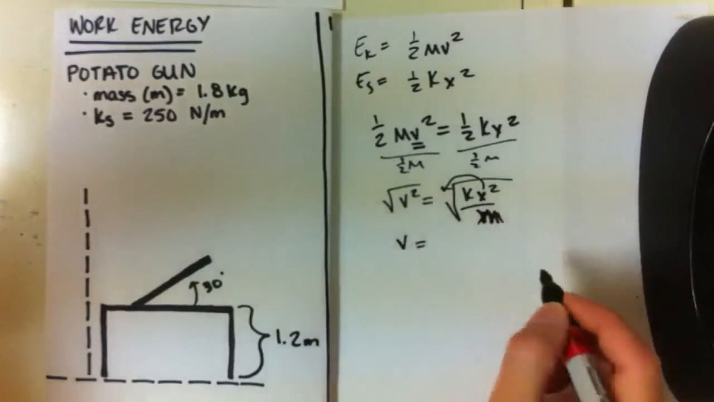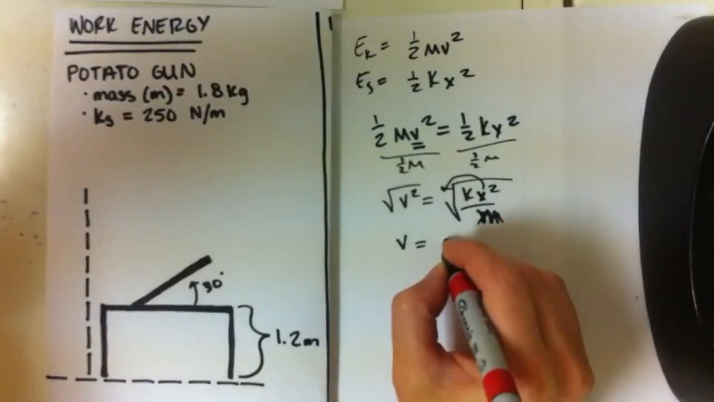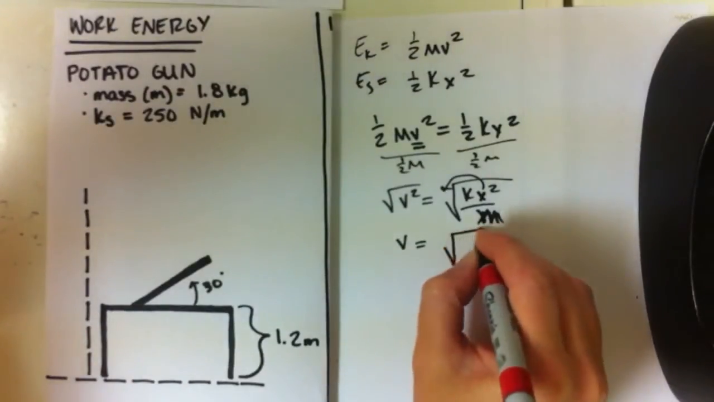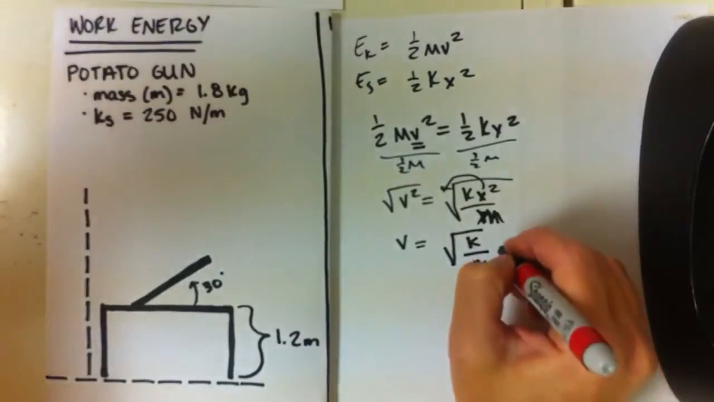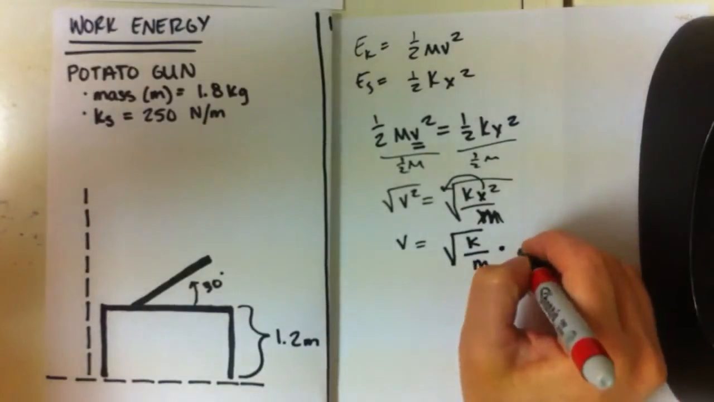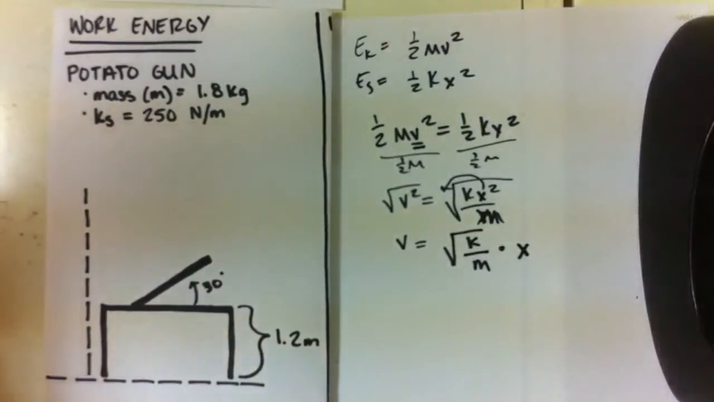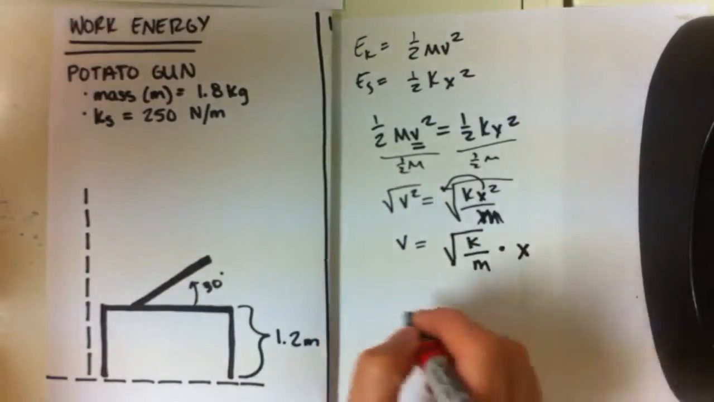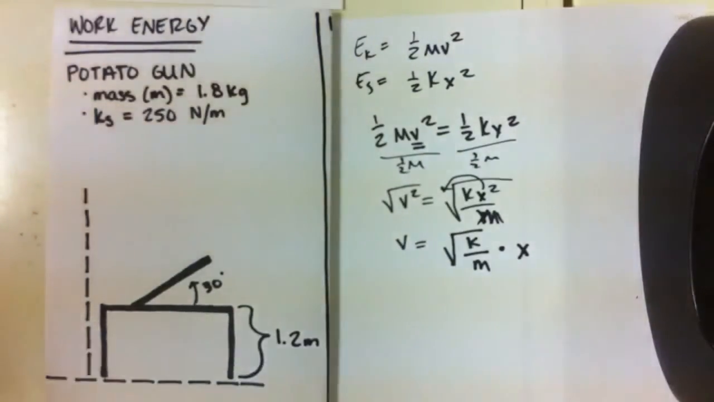So then we have velocity, as the potato is leaving the barrel, is equal to the square root of spring constant all over the mass, times x, which is going to be the change in spring compression. So, you work that out, you'll come out with an answer that will give you the velocity, or how fast the potato is moving when it leaves the barrel.